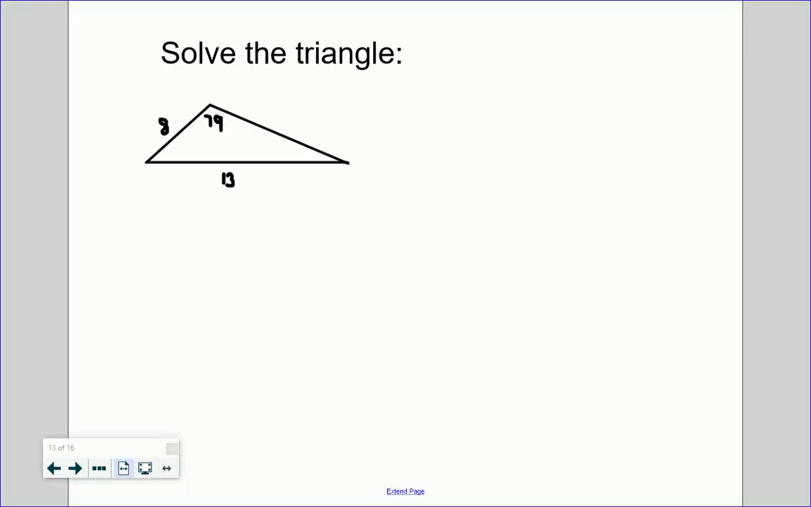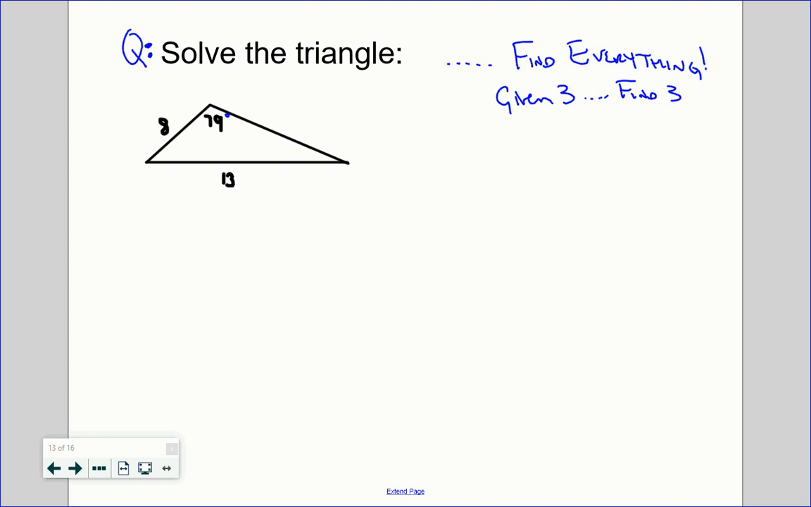Okay, last one. The question says solve the triangle. So in grade 10, we talked about what it means if the question says solve. It means find everything that's missing. You will always be given 3, and you will always have to find 3. So there's always going to be 6 things. Think about it, 3 corners, 3 sides. So I'm going to give you a combination of 3 things. In this case, I gave you 2 side lengths and a corner. You have to find 3.